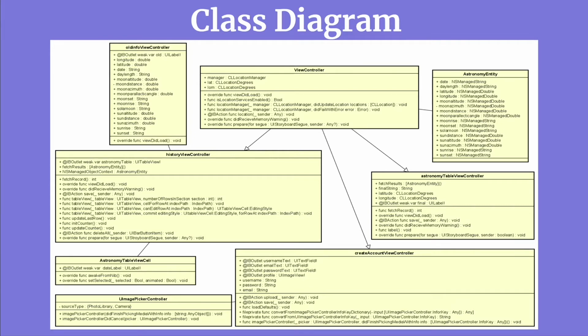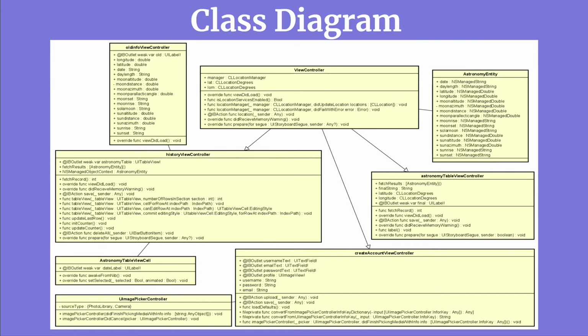For the view controller, the primary responsibility would be to get the user's current location, specifically their latitude and longitude. From there, we're going to move on to the astronomy table view controller, where we send over the latitude and longitude and have the JSON Web Astronomy API process this information and return the specified information that the user requests for that current date at that current location. From there, the user has the option to either save or view their past history.